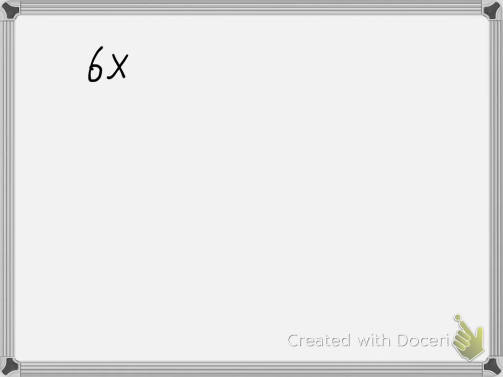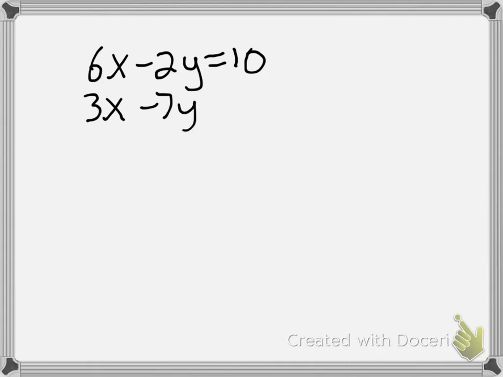Alright, so last one, 6x minus 2y equals 10, and 3x equals negative 19. Okay, so on this one, I can see with my y values, there's nothing I can multiply negative 2y by in order to get a positive 7. So when I look at my x's, I have a 6x and I have a 3x. I could very easily multiply the bottom equation, in this case, by negative 2.